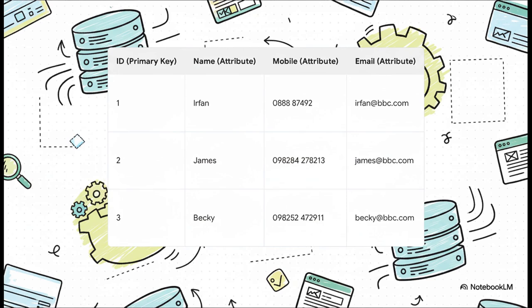Okay, and here is where it all just clicks into place. Just look at this table. See that first column, ID? That's our primary key, a unique number for each person. Now, each row is a record. See, you've got all the info for one person, like Irfan. And the columns for name, mobile, and email, yep, those are the attributes. It's simple, it's clean, and it's perfectly organized.